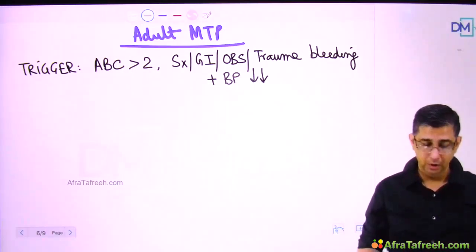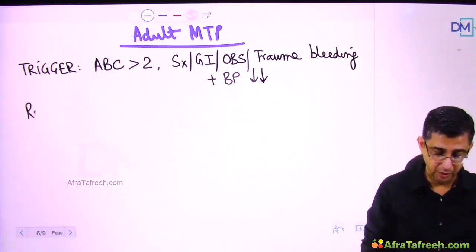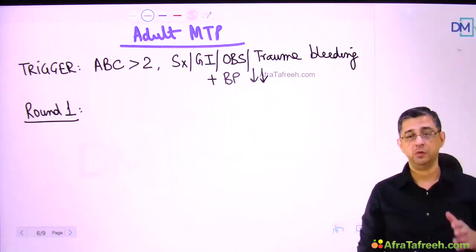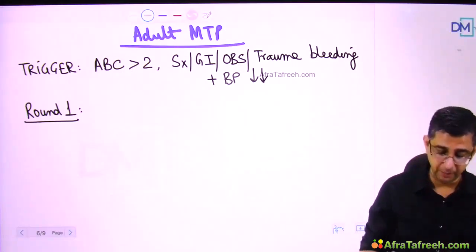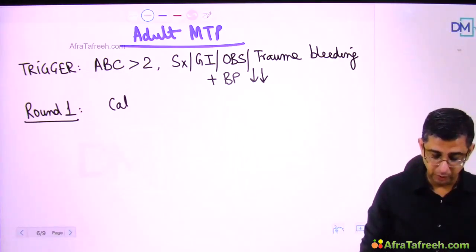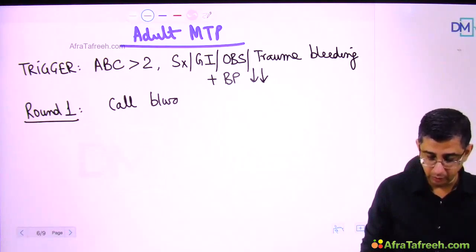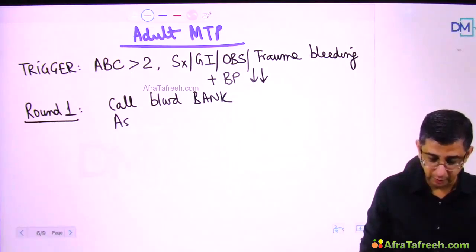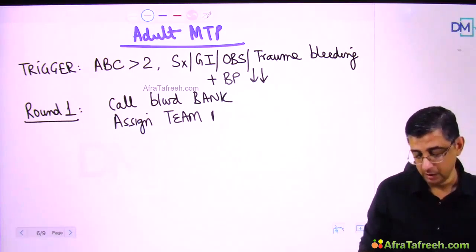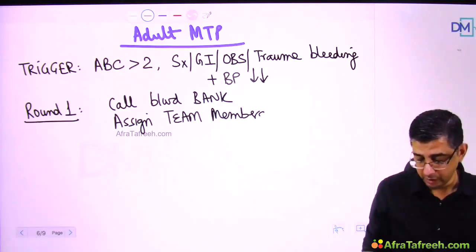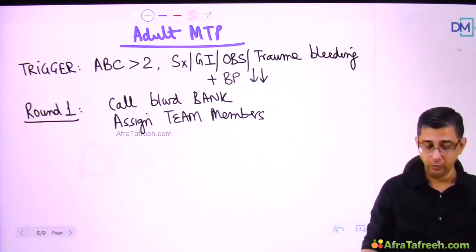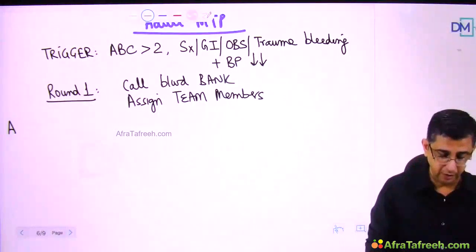Now once I initiate MTP in round 1, the steps that would be followed by me will be in the following fashion. I will call the blood bank and inform that the MTP protocol is to be initiated, and then I will assign team members whose job would be to do specific tasks. Why that is important is because every person in your team should know what is to be done. So we are going to divide our team into team A, B and C.